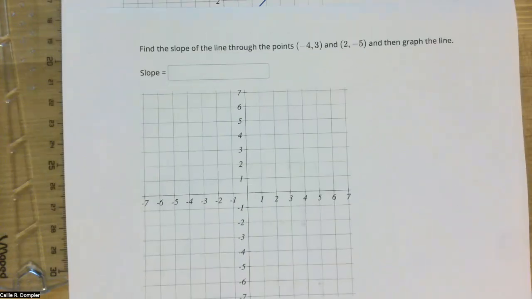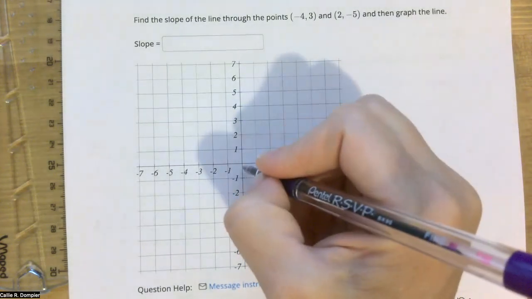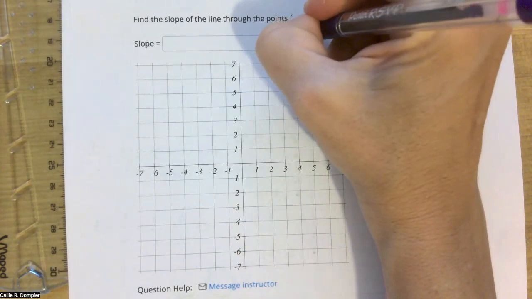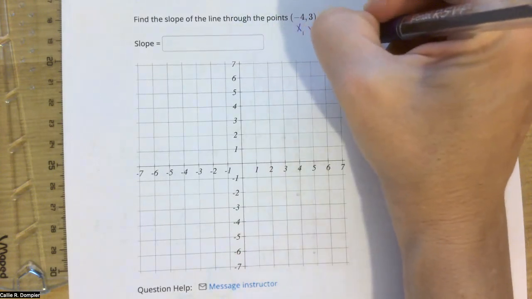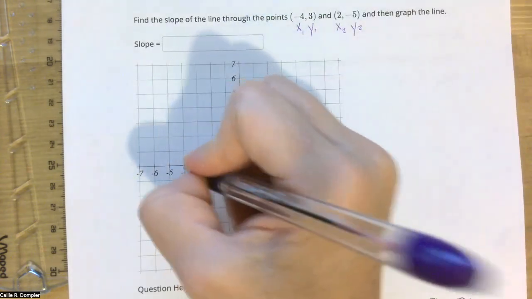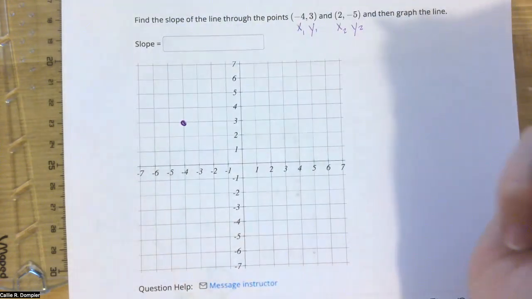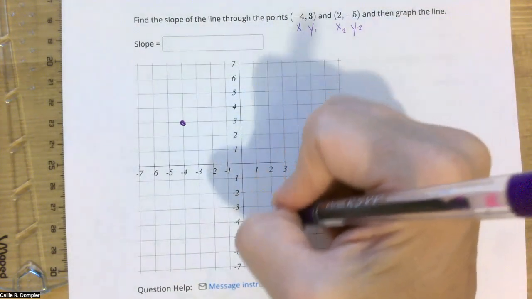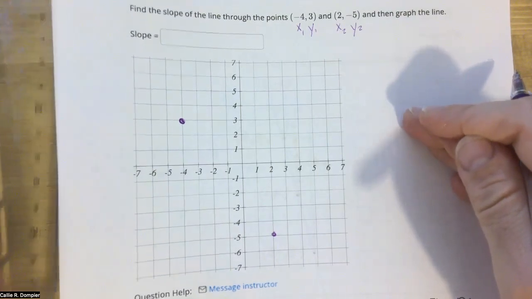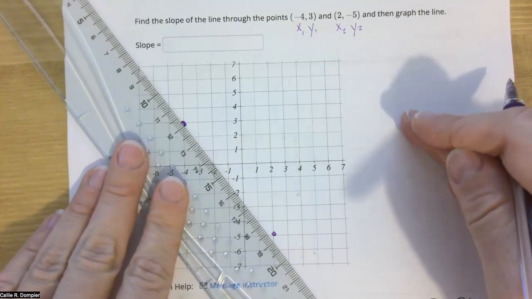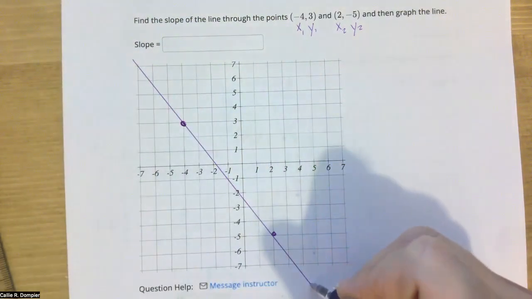Now they want us to find the slope of the line through the points -4, 3, and 2, -5. Same thing. So -4 on the x, we'll call this x1, y1, x2, y2. -4, 3, and the point 2, -5. All right, so if they asked you to graph it, you would just draw a line between those 2 points. Right? And then they want us to find the slope.